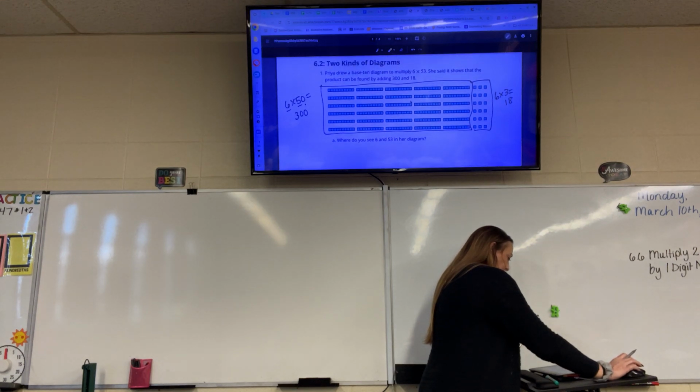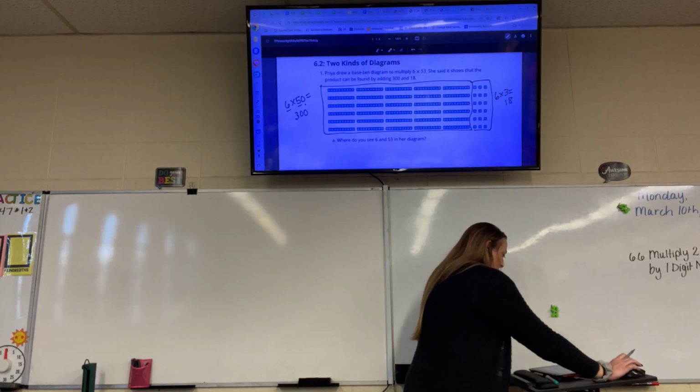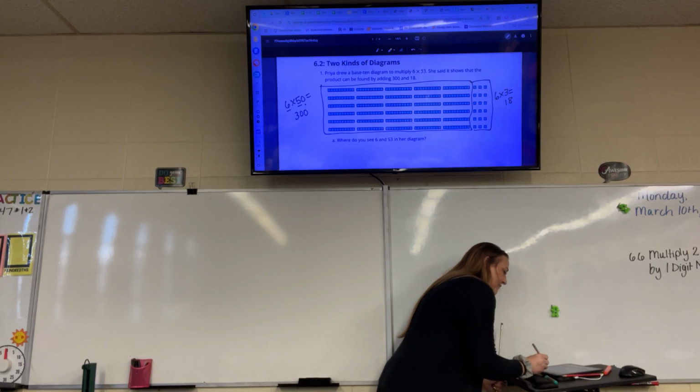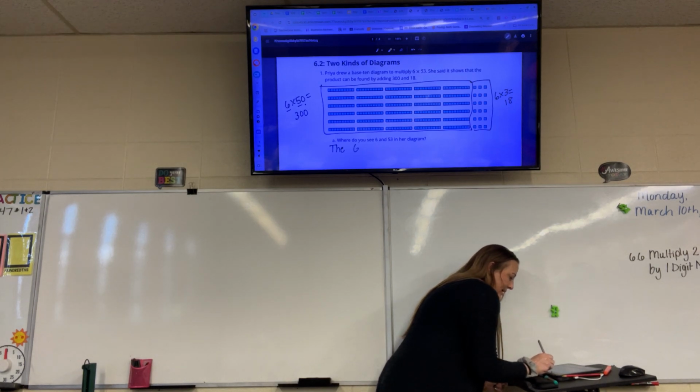So the first question on A says, where do you see the 6 and the 53? Okay, this is what I want you to write down. The 6 is the number of rows. 53 is the amount in each row.